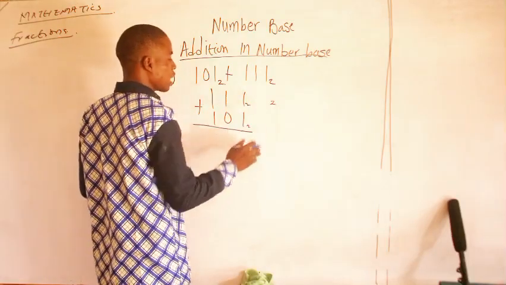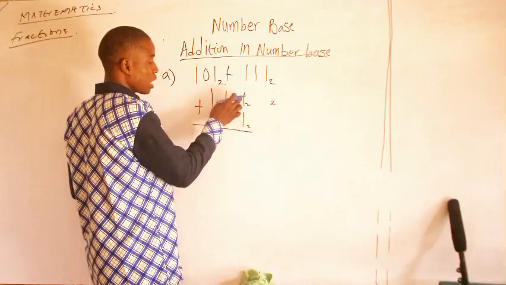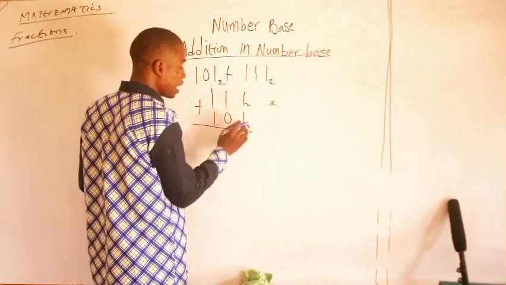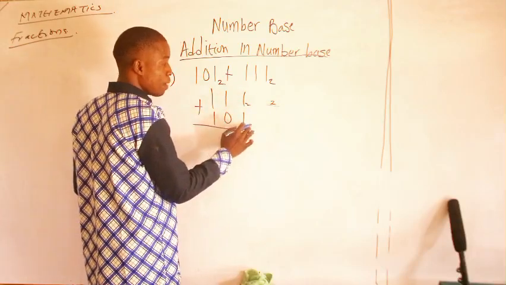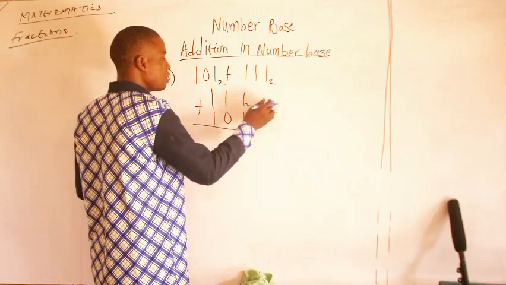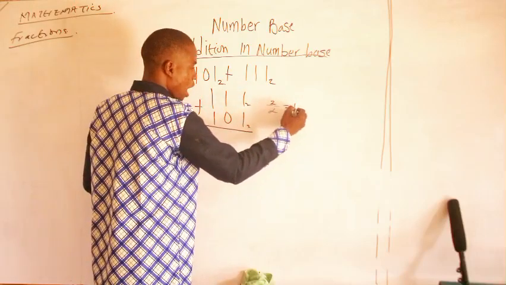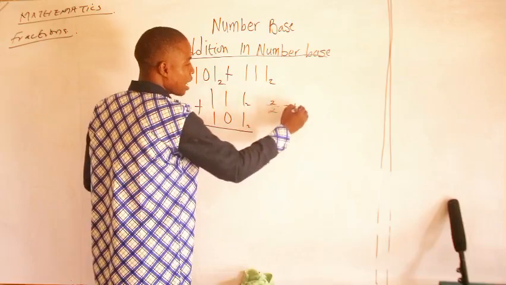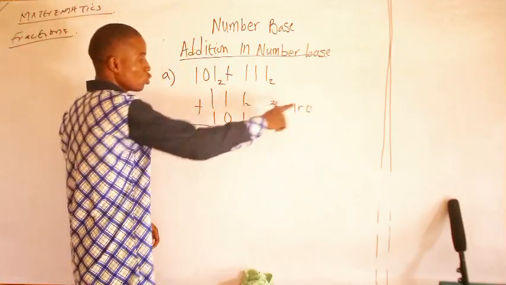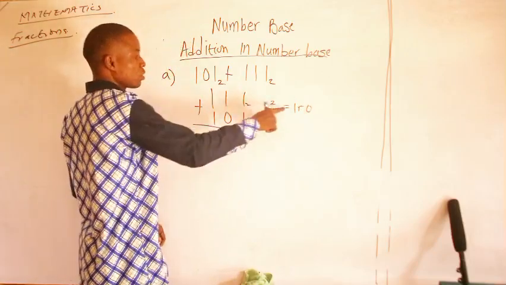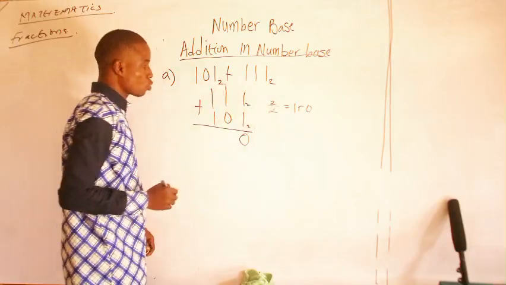Now, this one is up to the base. When you add it together, it's 2. Make sure you divide it by the base. 2 divided by 2 equals 1, with remainder 0. You write the remainder here, and the 1 you carry to the next column.